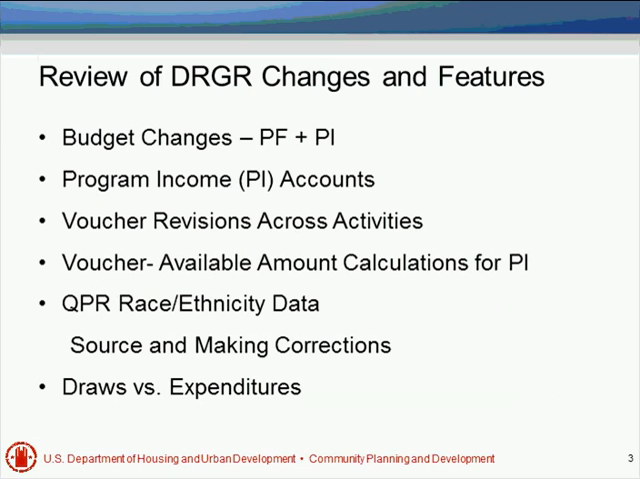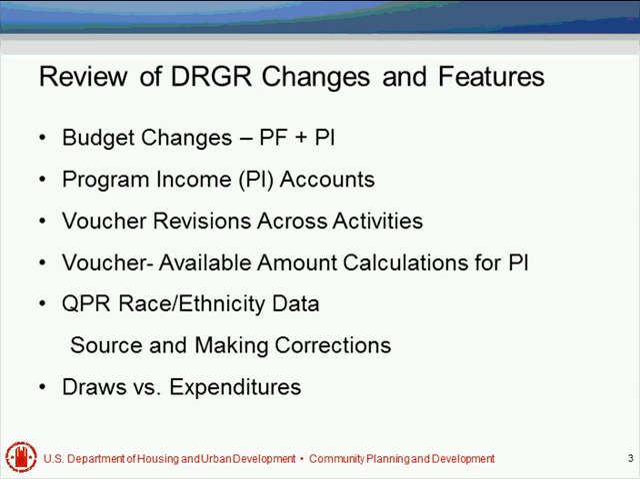Thank you. Real quickly, before we go into the general session of questions and answers about any DRGR issues folks might have, we're going to cover a few of the major changes from Release 7.3 and some of the other advanced features that folks typically have problems with. Some of those include how budgets work now, the changes to budgets, since we're now dealing with program funds and program income on the budget side. We also have program income accounts that folks can use, and we'll cover when and why you should use program income accounts. We'll touch on the new changes to the voucher revision screens where you're revising vouchers across activities, and also review the available amount calculations for program income on a voucher.